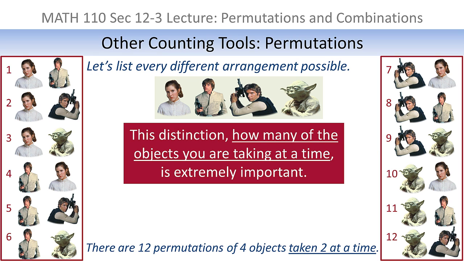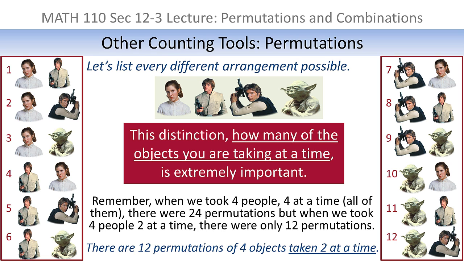Keep in mind, this distinction of how many objects you're taking at a time is really very important. Whether you're taking them all at a time, it just becomes a regular permutation, or whether you're just taking some subset of them at a time and arranging. So when you take everybody, say the 4 at a time, take all 4 of them, or if you've got 3 and take all 3 at a time, that's just a permutation. But when you take a subset of the total number of objects, then you've gotten into this situation.